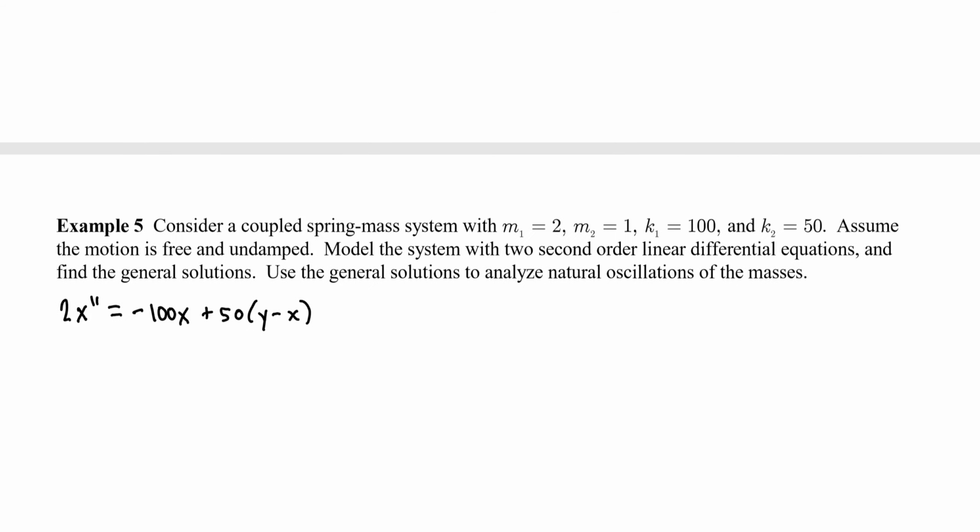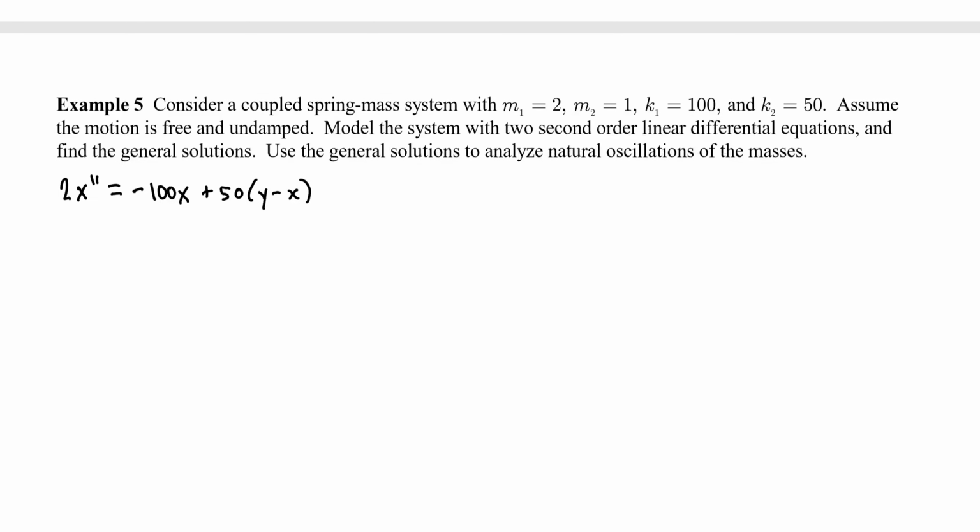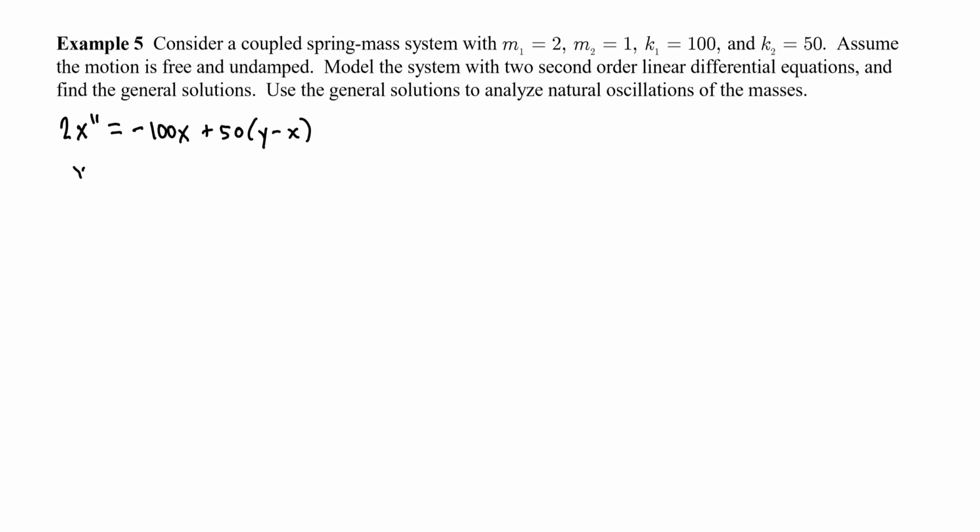Next, we have m sub 2 y double prime. M sub 2 is 1, equals negative k2 times y minus x. So that models our coupled spring mass system. Now, let's rewrite this using operational determinants. It's convenient to write these in standard form, so let's rearrange this a little bit. I'm going to do some quick algebra right here.